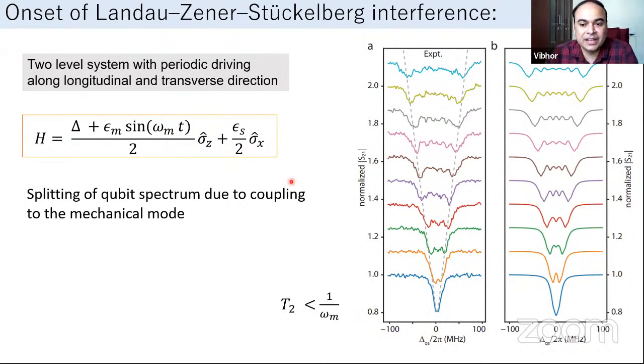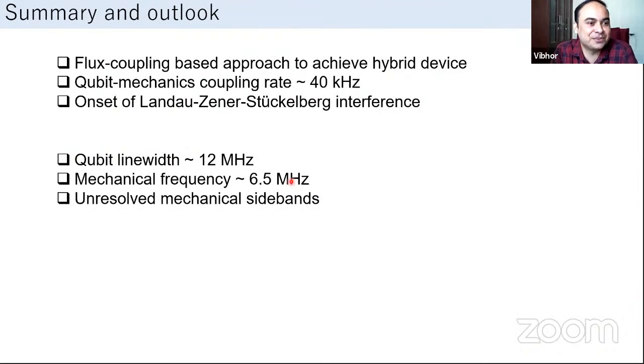Okay. So with this slide, I will stop here and bring the summary for the talk. What I showed you is that we have a flux coupled hybrid device where a qubit is coupled to a mechanical oscillator. We can achieve a qubit-mechanical oscillator coupling rate up to 40 kilohertz. And as a consequence of that, we observe Landau-Zener-Stückelberg interference.